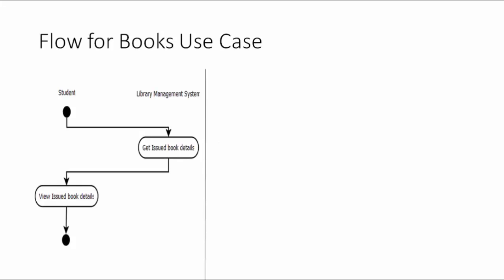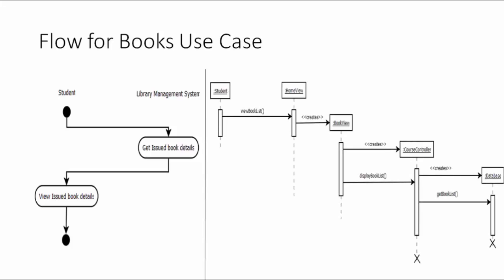The student first gets the information from the library management system of all the issued books, and then the student will view issued book details. Now the student will request for view book list, and then the book view will provide the information about all the issued books. So it will talk with the course controller, and the course controller will get the issued book details.